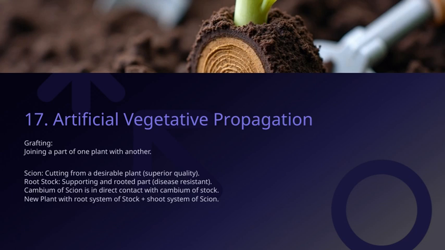Grafting is a form of artificial vegetative propagation, a technique that allows us to reproduce plants with specific traits more quickly and reliably than through seed propagation. It's widely used in horticulture and agriculture to improve crop quality and productivity.